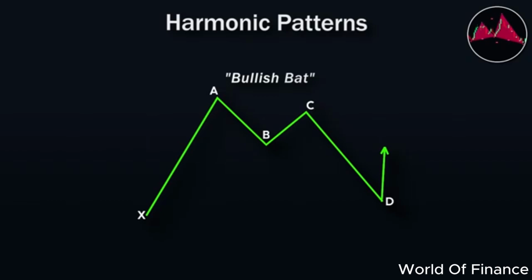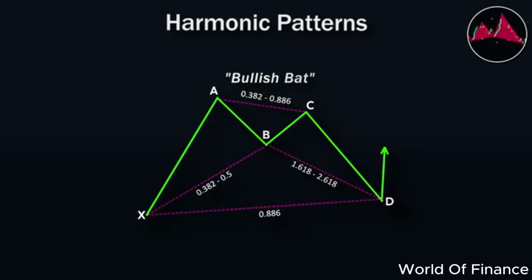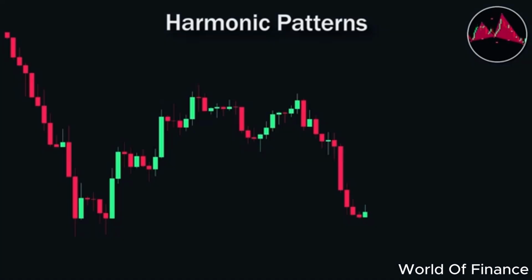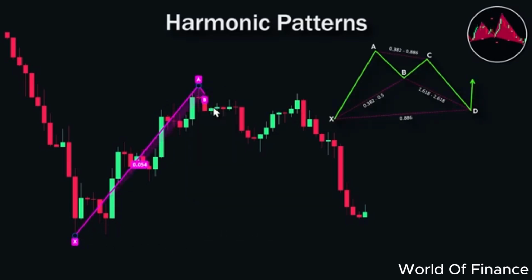has a specific guideline. For example, point X to point B needs to have a value between 0.382 and 0.5. Point A to C needs to have a value between 0.382 and 0.886. And the same thing works for the other points. Next, these specific guidelines can then be applied onto a real chart. So, if you see a price forming a series of 4 movements, you can apply the harmonic pattern tool to check if the price that formed matches a pattern's guideline.